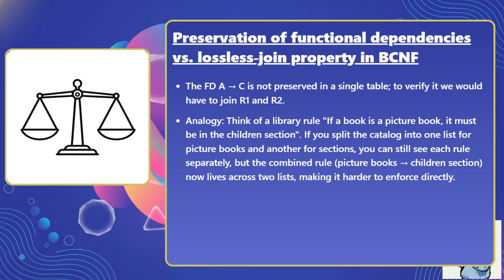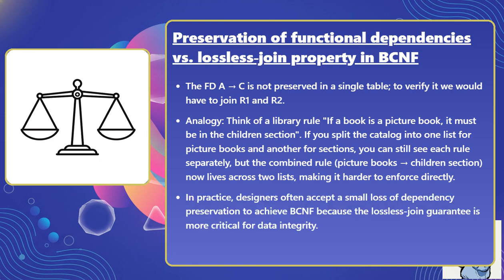Analogy, think of a library rule. If a book is a picture book, it must be in the children's section. If you split the catalog into one list for picture books and another for sections, you can still see each rule separately. But the combined rule, picture books determines children's section, now lives across two lists, making it harder to enforce directly. In practice, designers often accept a small loss of dependency preservation to achieve BCNF, because the lossless join guarantee is more critical for data integrity.